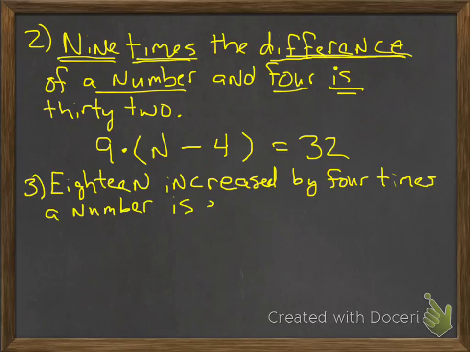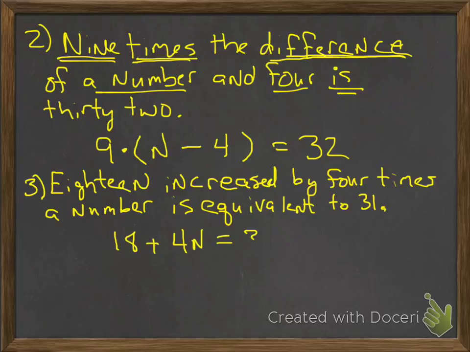Next one, 18 increased by 4 times the number is equivalent to 31. So I'm basically saying 18, increased is plus, 4 times a number, 4n, equivalent, remember, is equals. So keep that in mind. I'm trying to cover things that I think you should get, but you shouldn't be confused about. But you probably will be anyway.